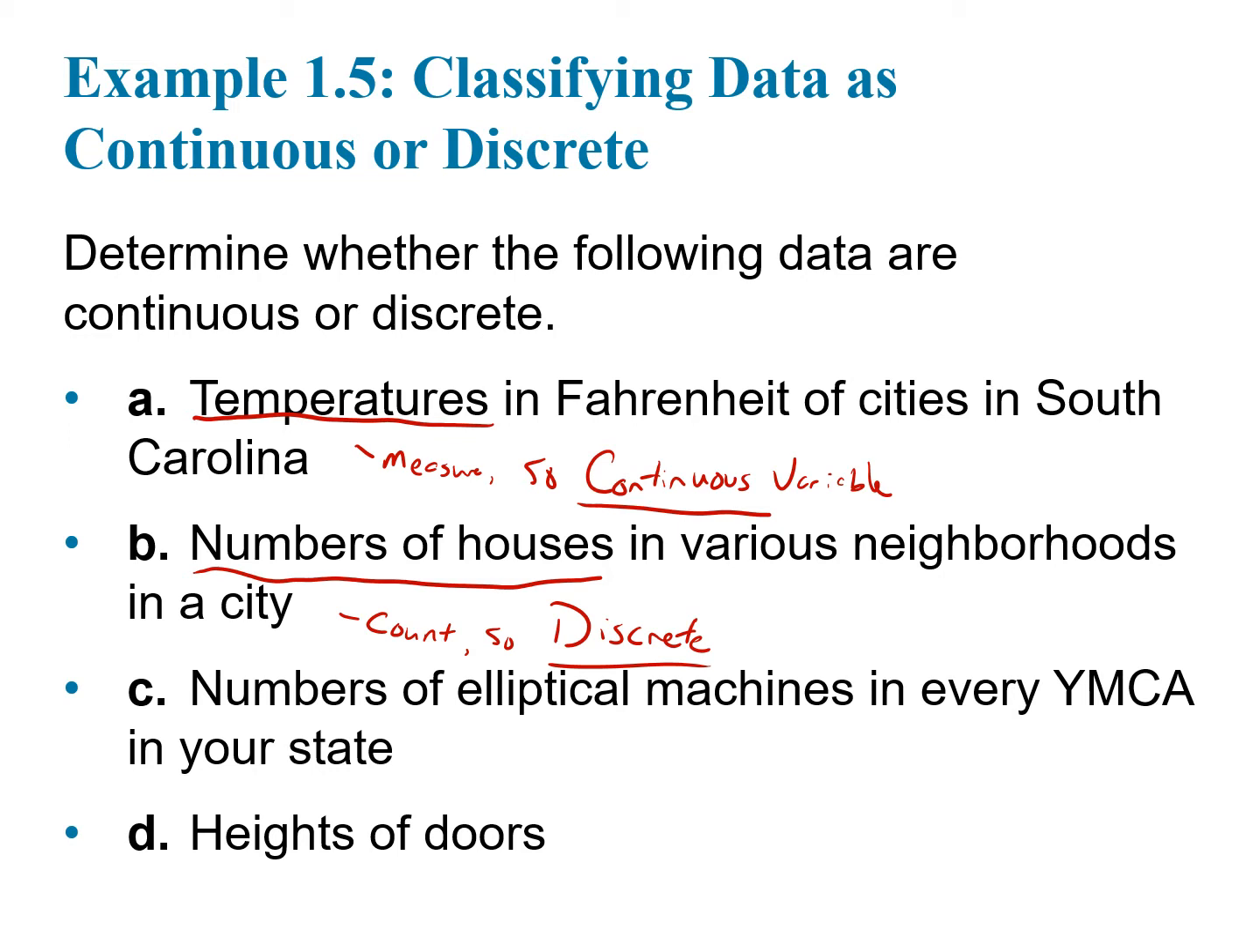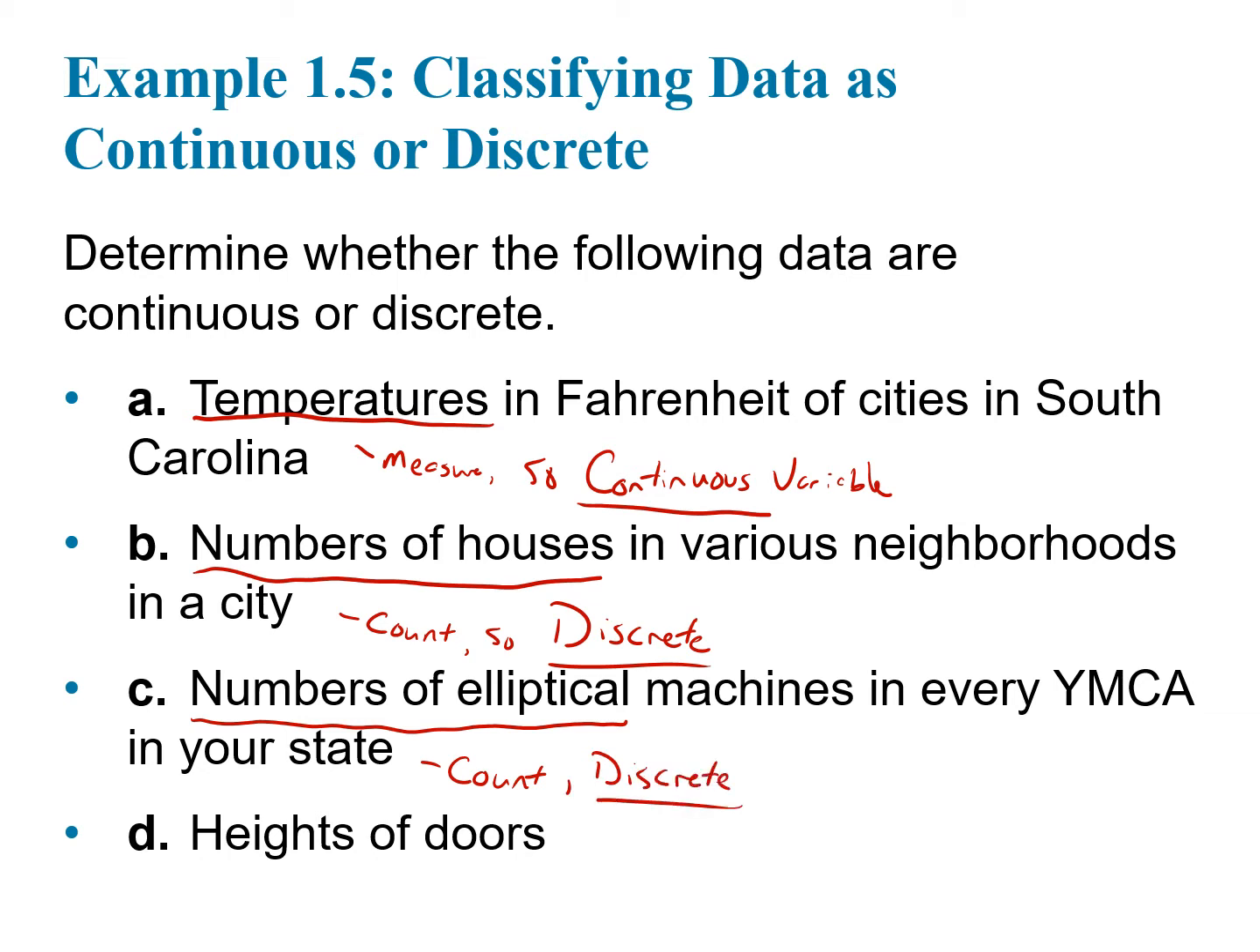Numbers of elliptical machines in every YMCA in your state. Same idea. Are we measuring the number of ellipticals or are we counting the number of ellipticals? So number of ellipticals is our variable. Typically we're counting these. We're not measuring. We can't have 2.5 ellipticals, for example. So we're counting. Therefore, this is also discrete.